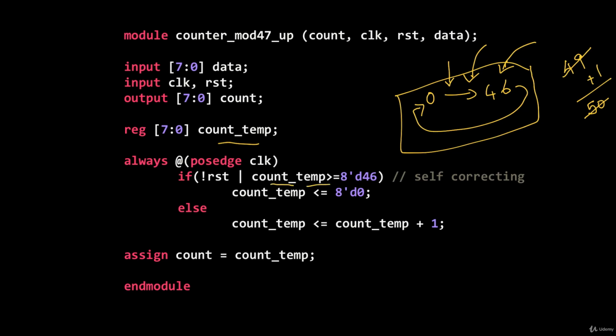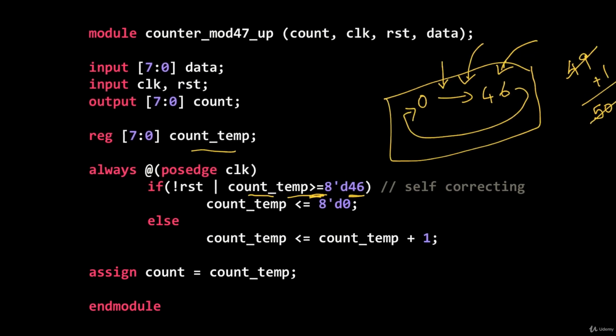If count underscore temp is greater than or equal to 46, so even if it's equal to 46, we bring it back to 0, right? And so your counter is an 8-bit counter, and any value from 46 to 63 is outside the counter range. So any value of this range will bring it back to 0. That is what we're doing here. Either reset is active, or we detect that the count is greater than or equal to 46, and we load the counter register with the value 0.